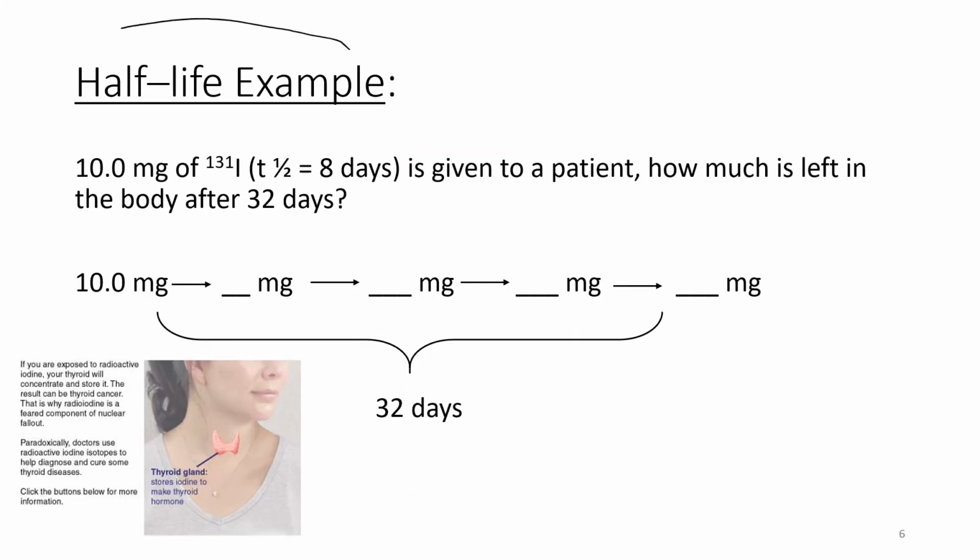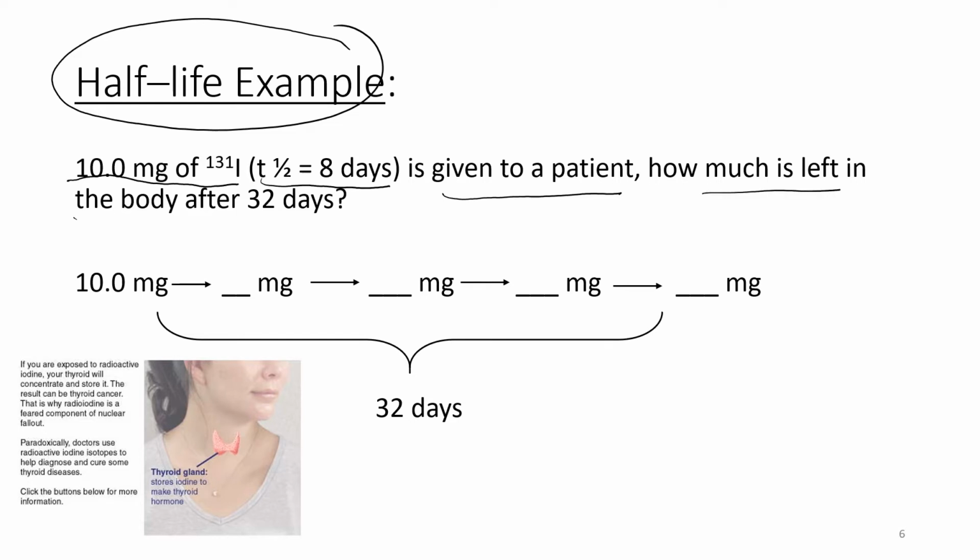In this half-life example, we have 10 milligrams of iodine 131. Its half-life is 8 days. This iodine 131 is given to our patient. We might want to be checking to see if their thyroid is working properly. We want to know how much is left in our patient, in their body, after 32 days. So we can go ahead and calculate this out.